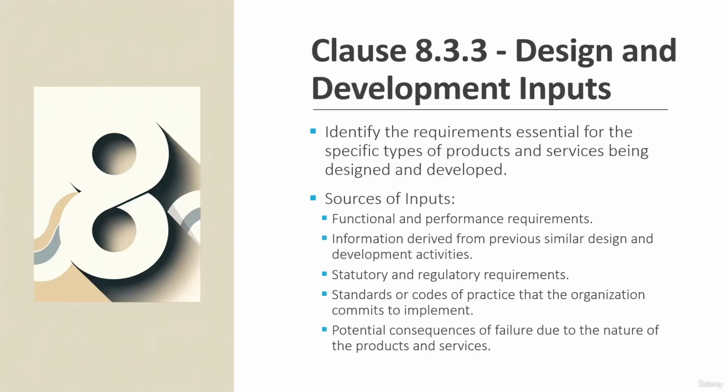Now coming to the next sub part, which is design and development inputs. As a part of design and development inputs, the organization is expected to identify the requirements related to the product or service which is being designed. That will be the input for the design, all the requirements which need to be incorporated in the design. Now, what are the sources of these inputs? You can get these inputs from the requirements for the product, which are the functional and performance requirements. For example, when you are designing a car, you will have some functional and performance requirements. My car should give this much mileage.